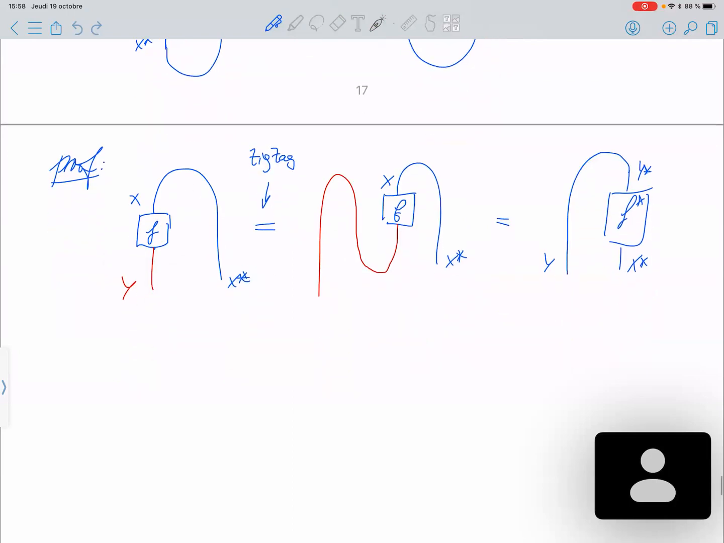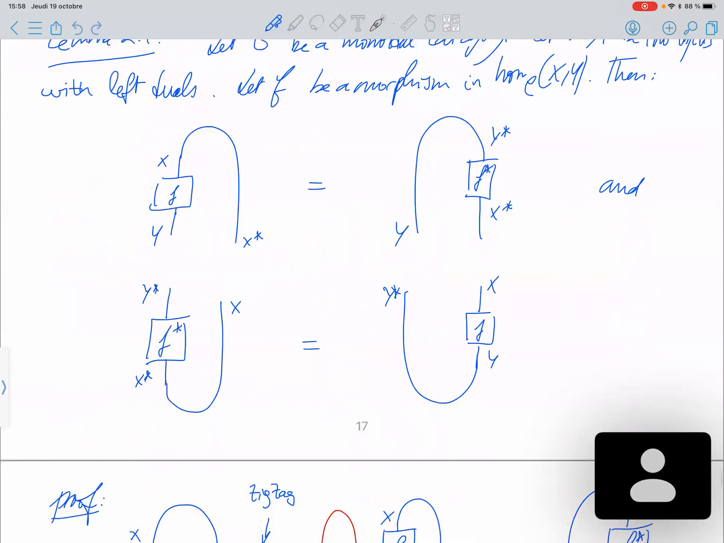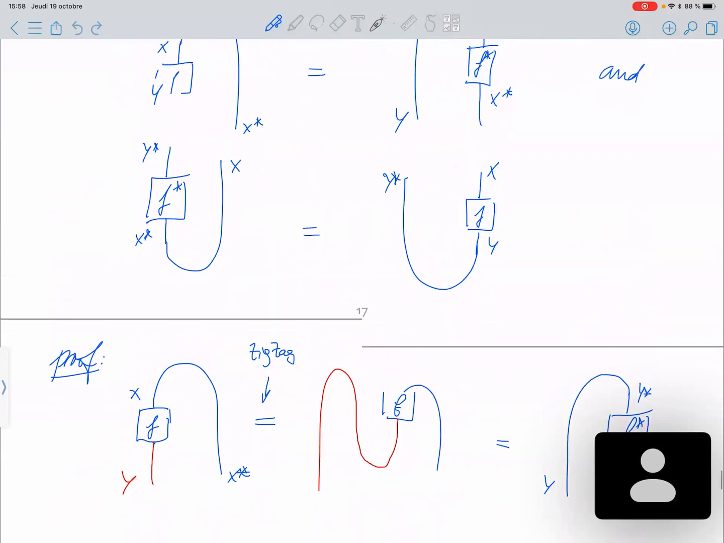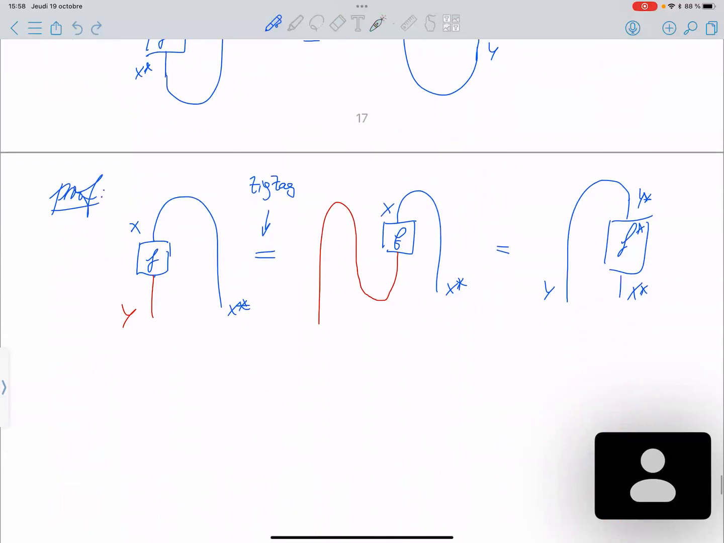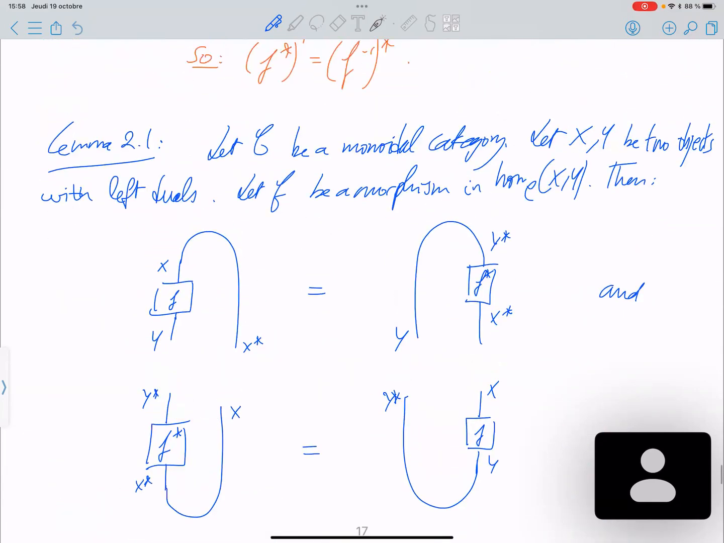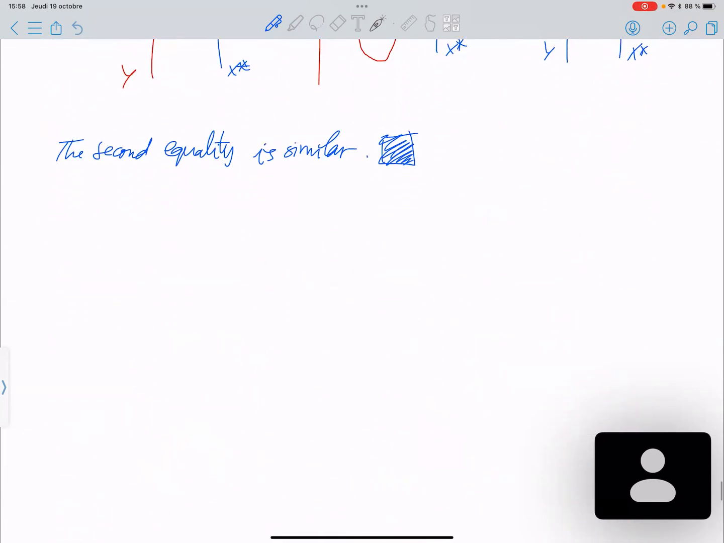Okay. So this is the first equality, and the second equality is exactly the same idea. It is similar. Okay, that's not too hard. This is straightforward.